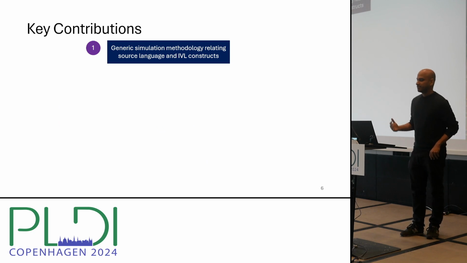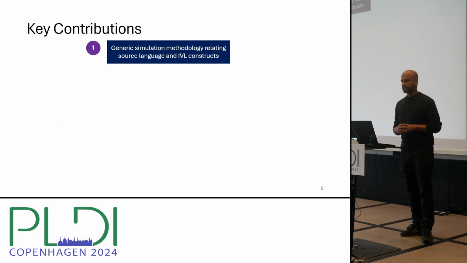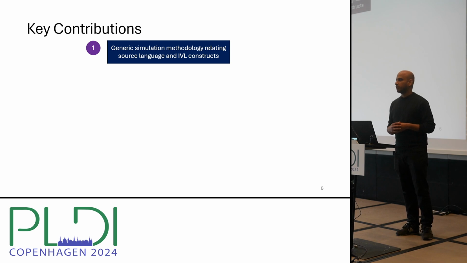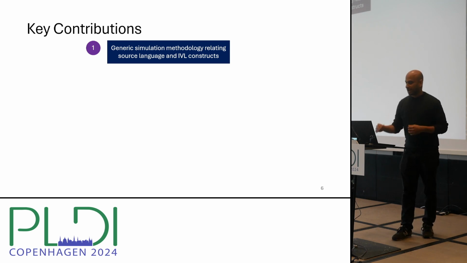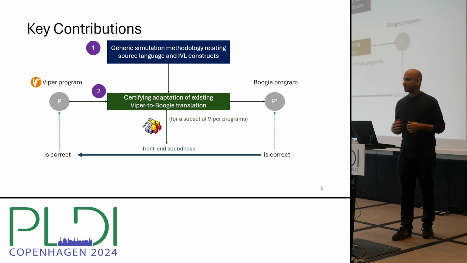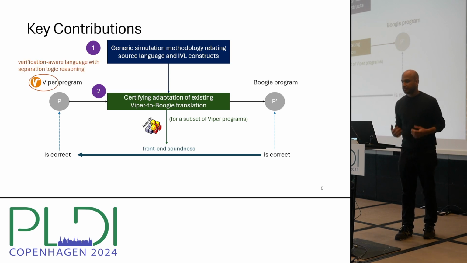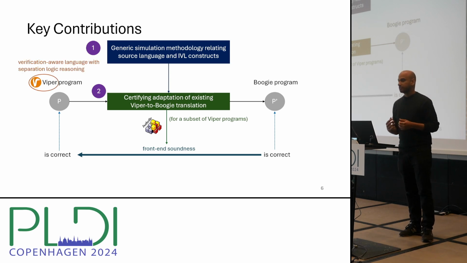At the high level, we make the following key contributions. We develop a generic simulation methodology relating source language and IVL constructs. This methodology is in principle independent from any specific source language or IVL. We then apply this methodology on an existing front-end translation, namely the translation from the source language Viper to the IVL Boogie. So Viper is a verification-aware language with separation logic reasoning, and Boogie is a widely used IVL.